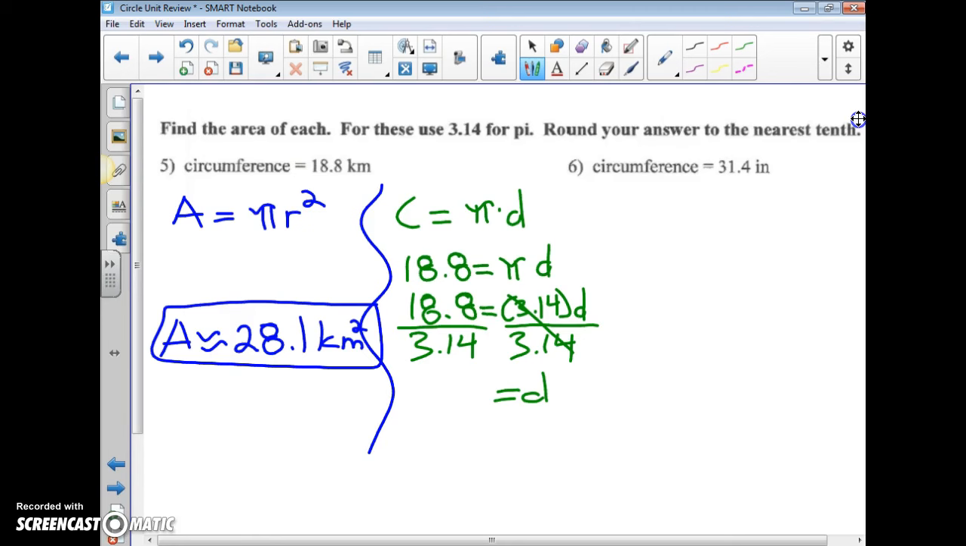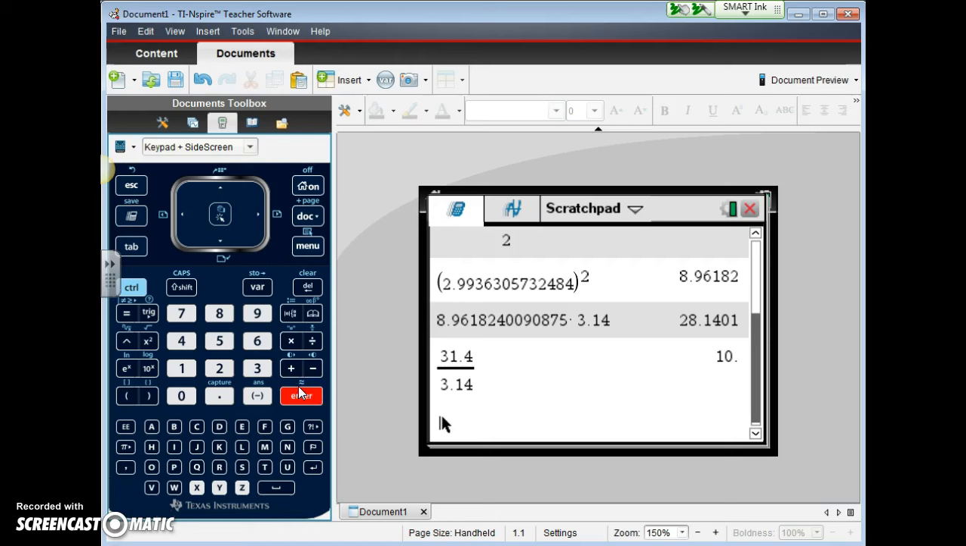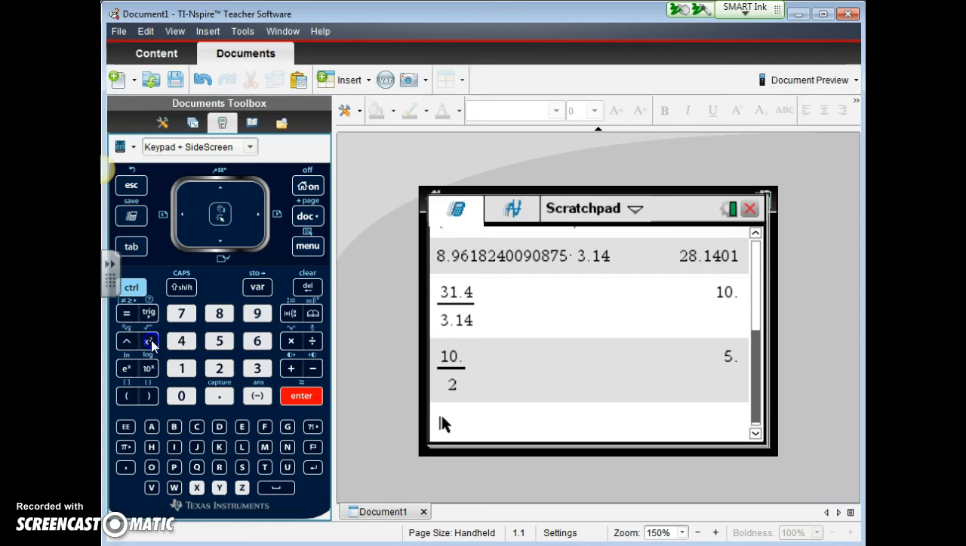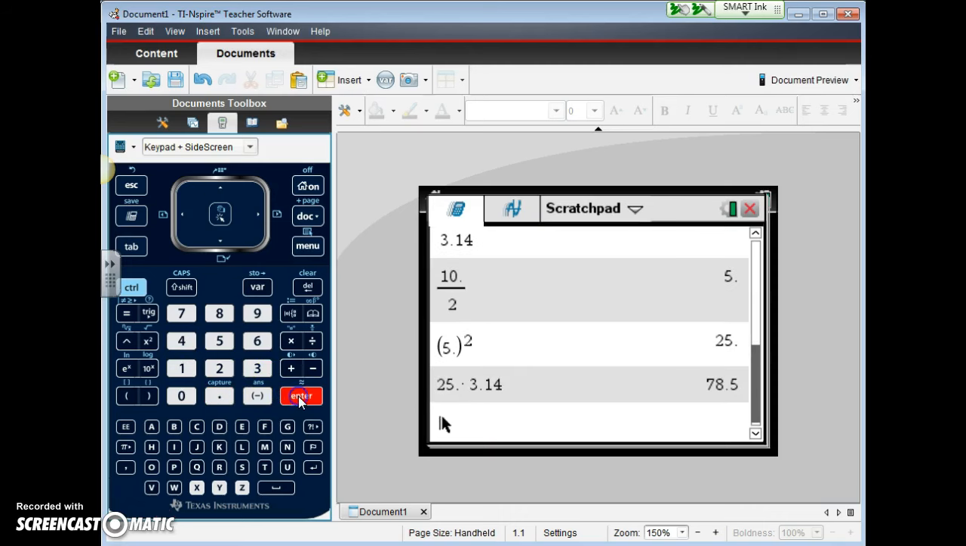Again, I'll do this one more time on the next one, a little bit faster. So I have a circumference of 31.4. So I'm going to jump to my calculator. I know that 31.4 needs to be divided by 3.14. Remember that that results in my diameter. From there, I need to cut that number in half. And I'm going to take it and square it. It gives me 25 times, I'm using 3.14. And I wind up with 78.5 square inches for my area on number 6.